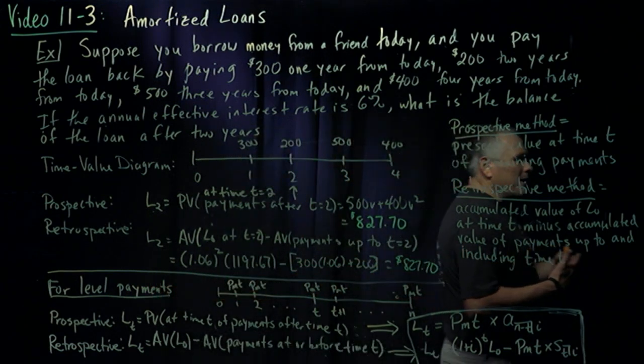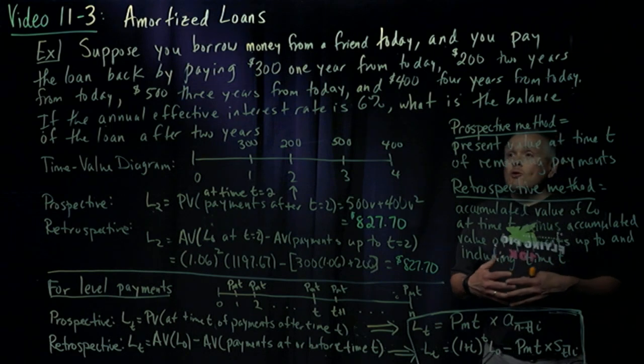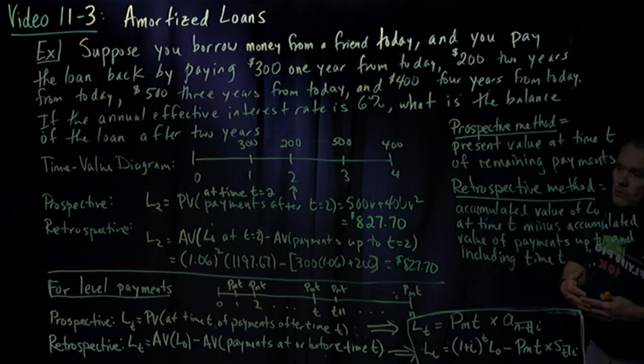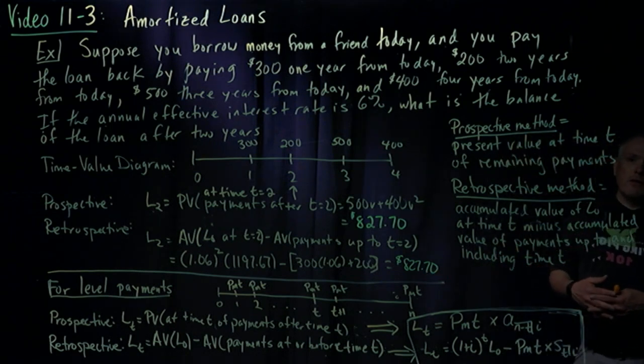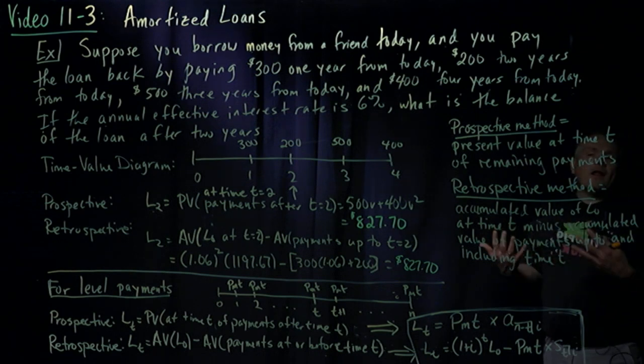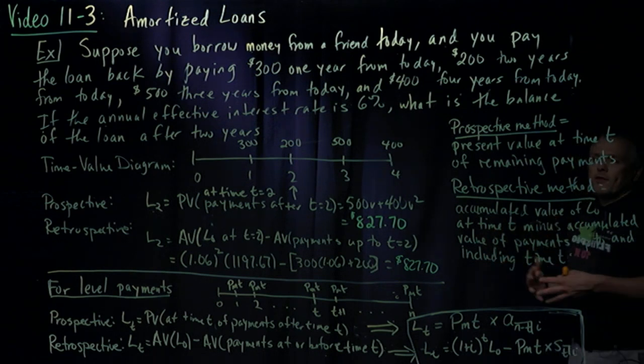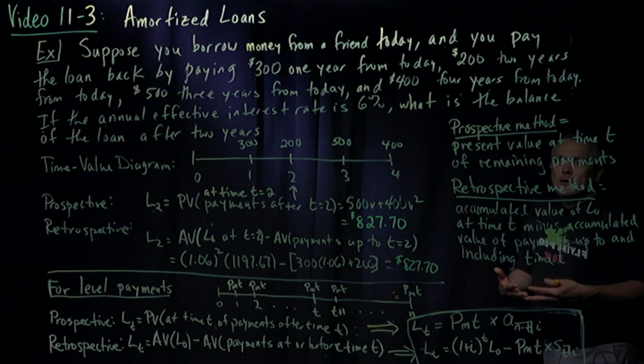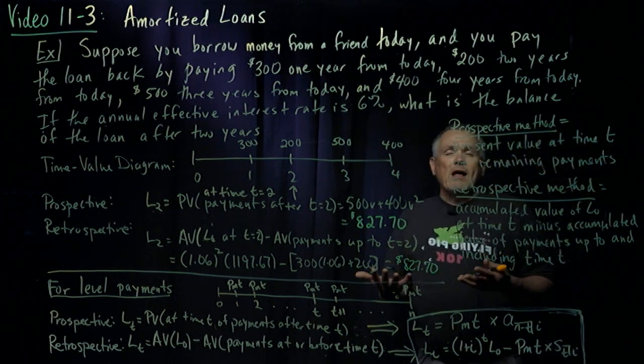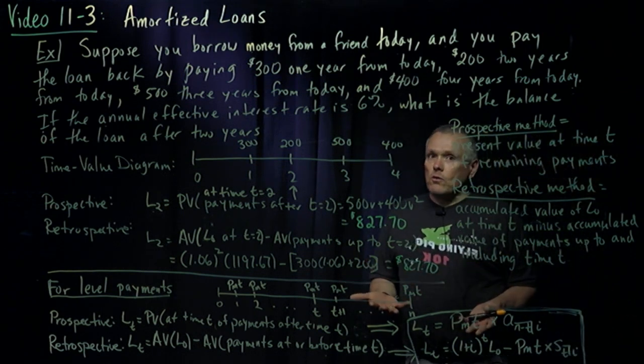One of the reasons why you might be interested in this is when you pay off a loan, you might want to pay off the loan early. Maybe you've saved up so you can pay off the loan early. Maybe you've come into some inheritance. Whatever the reason, if you want to pay off the loan early, you need to know how much balance is remaining on that loan to be able to do so.